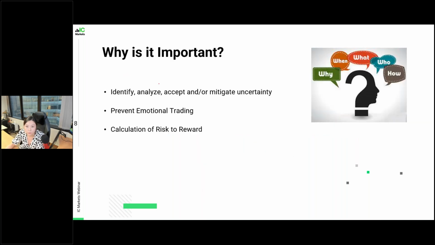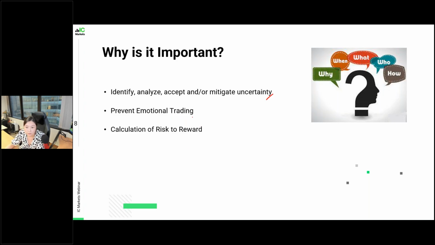And why is proper risk management important? So proper risk management helps you to trade more strategically, correct? So it helps you to identify, analyze, accept, or mitigate uncertainty. It's about identifying opportunities and acceptable levels of risk. So with proper use of your stop loss and take profit levels, it helps you to preserve and grow your portfolio and prevent it from being overblown.